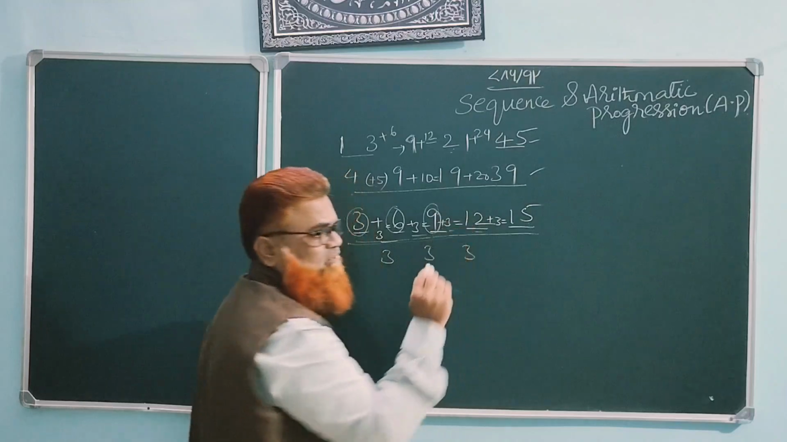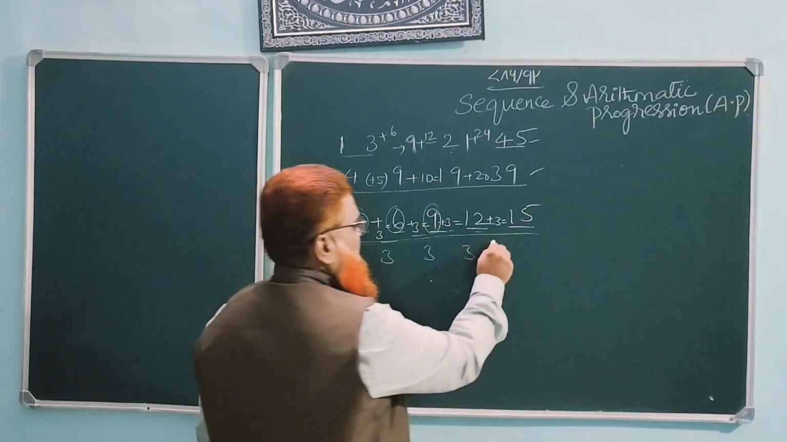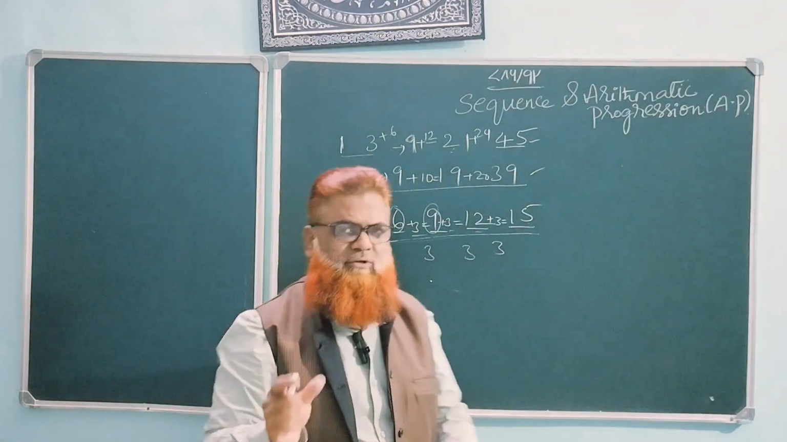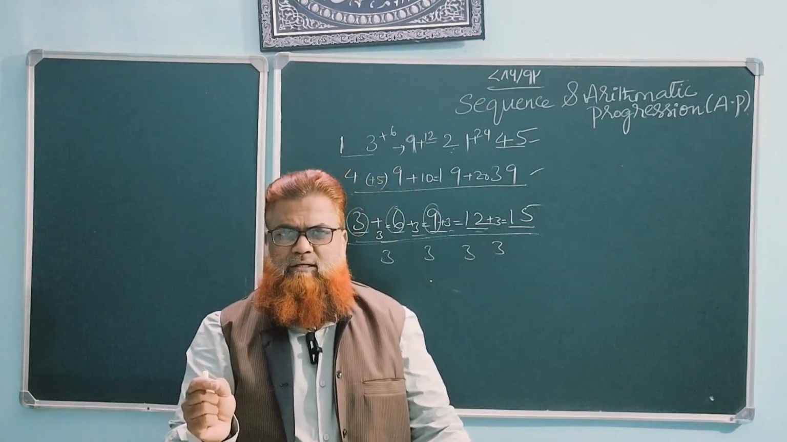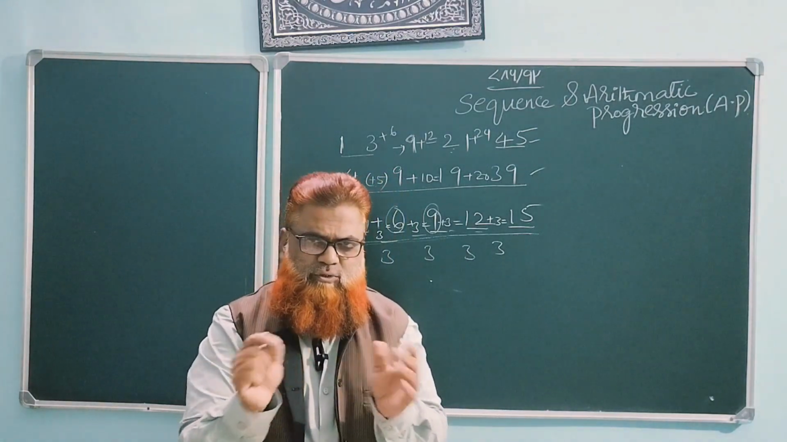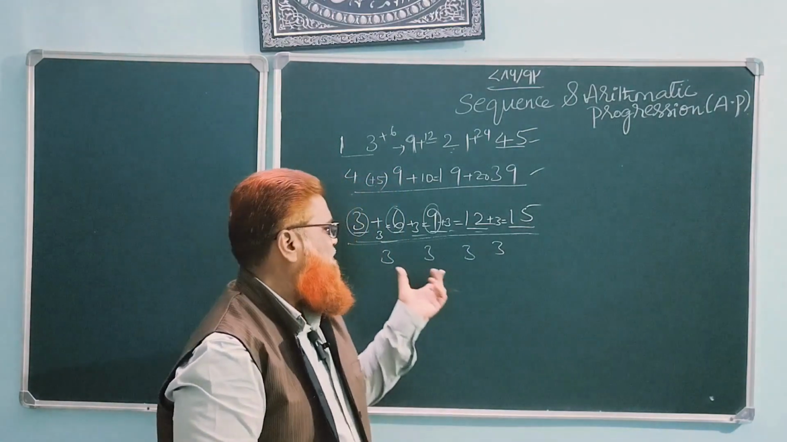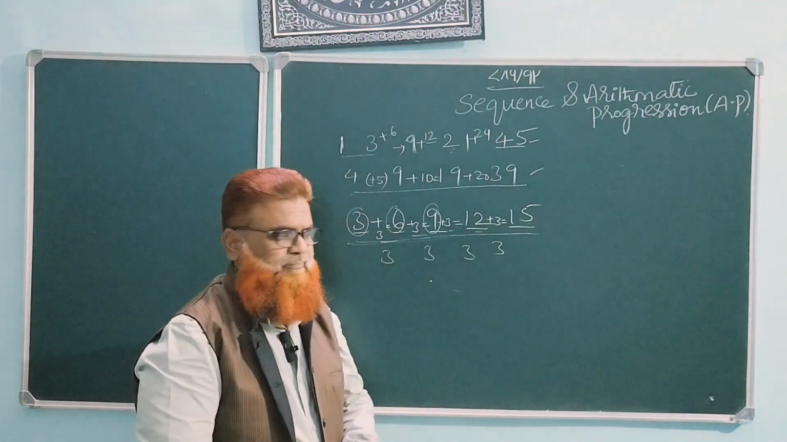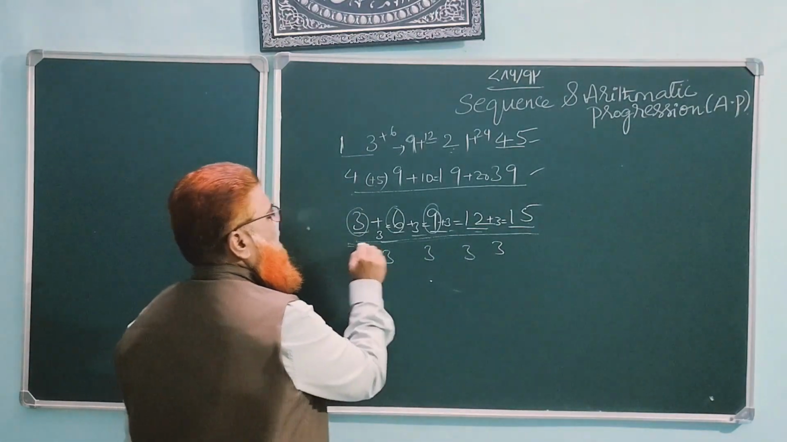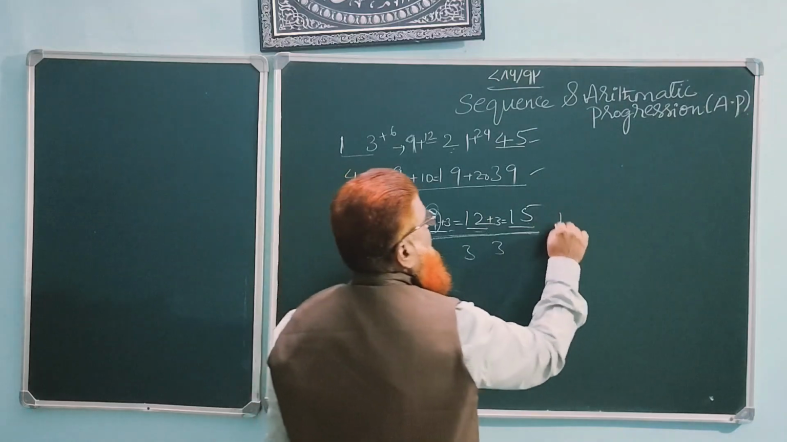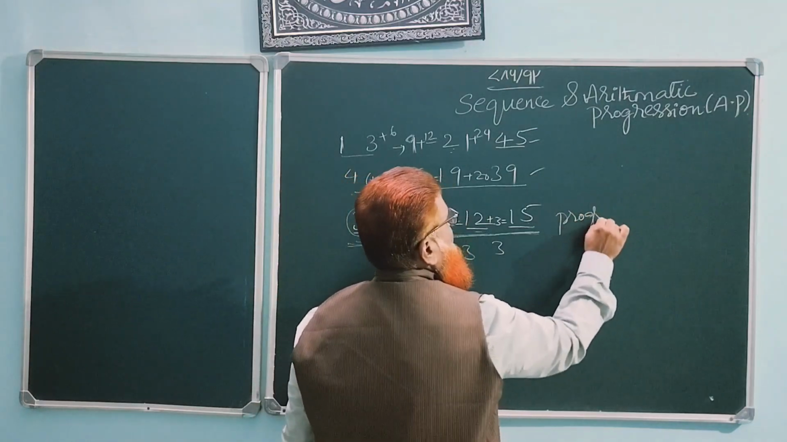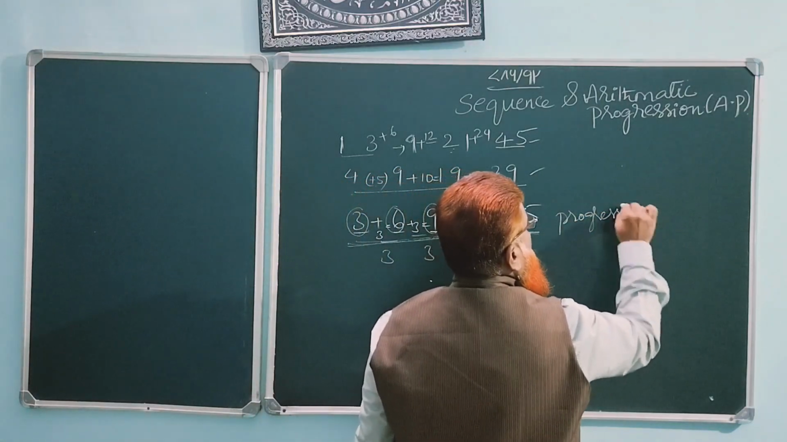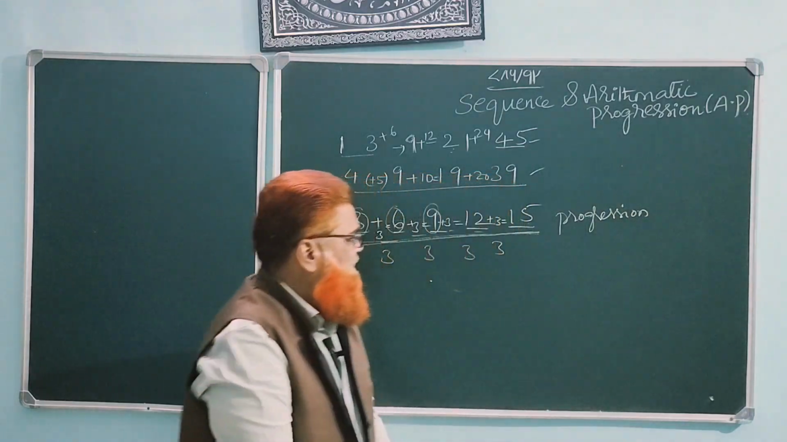And the fifth term and the fourth term is 3. When every two consecutive numbers have the same difference, we found the same term. So that is called a progression. It is in the form of a progression.